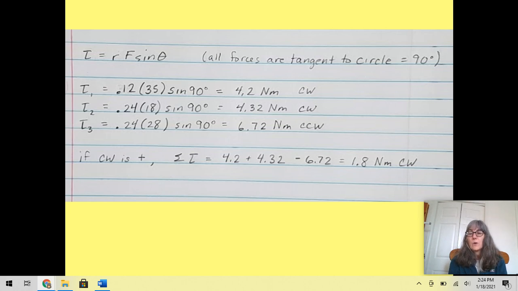So you don't need to worry about positive and negative and what direction's what. Just you need to know what direction it's rotating in, and that's really it. That's the important part.